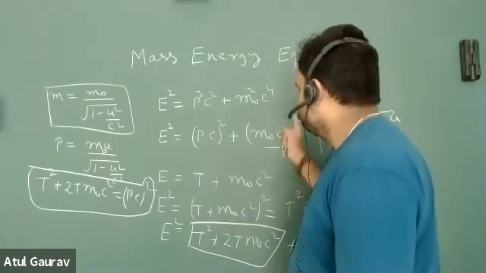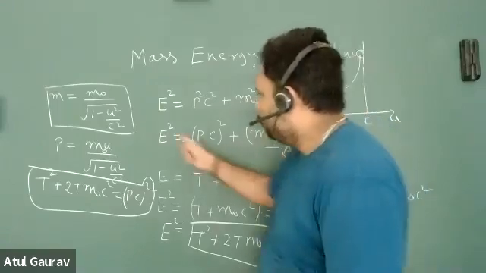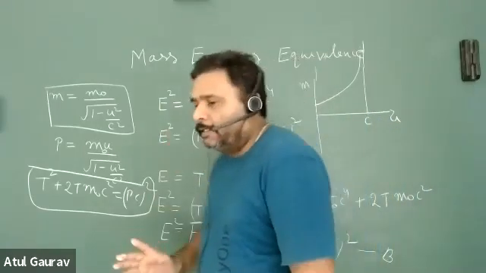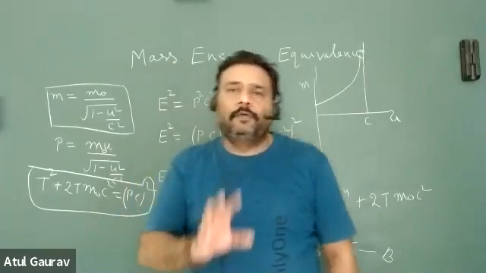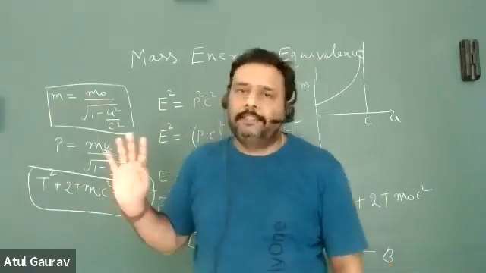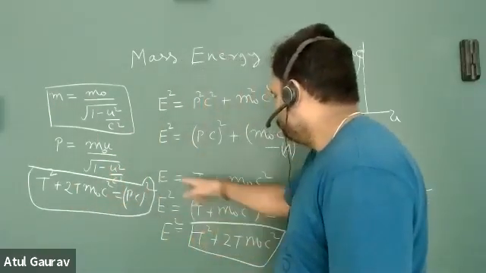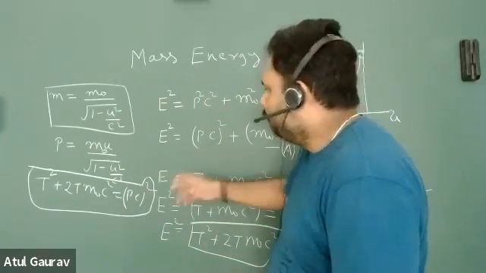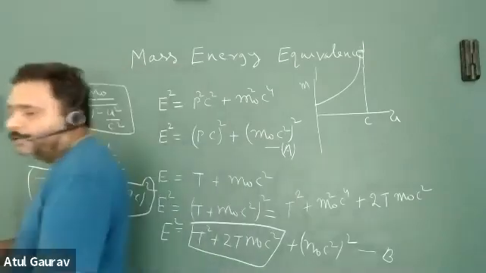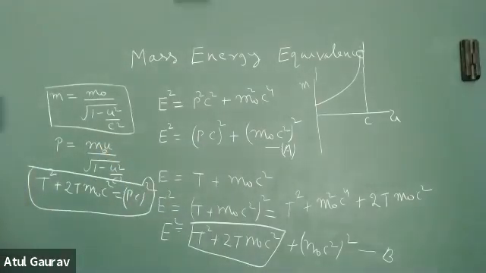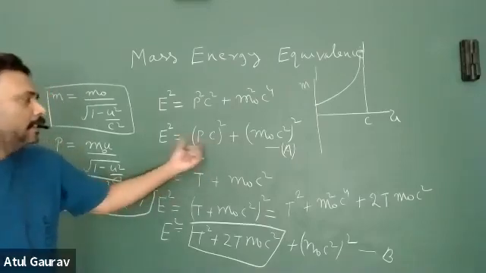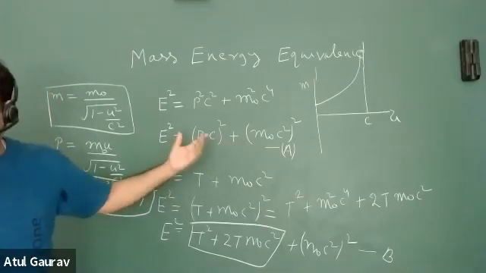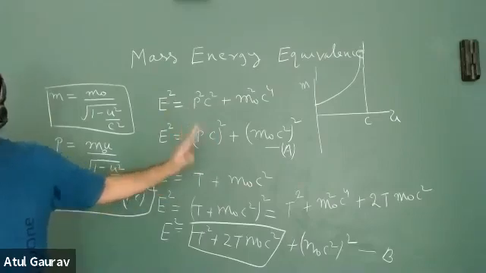And this will be M naught C square whole square, so this is rest mass energy square. This is energy square. So total energy is equal to rest mass energy plus kinetic energy. This is absolutely correct. But when you square the thing, you can easily compare what is going to happen. So first, my request is, if you have this notion that PC is some kinetic energy square, this is wrong.